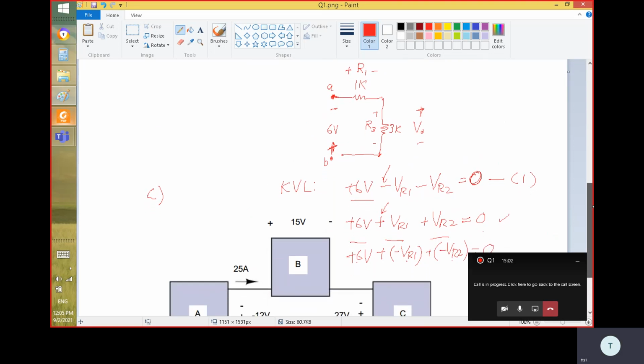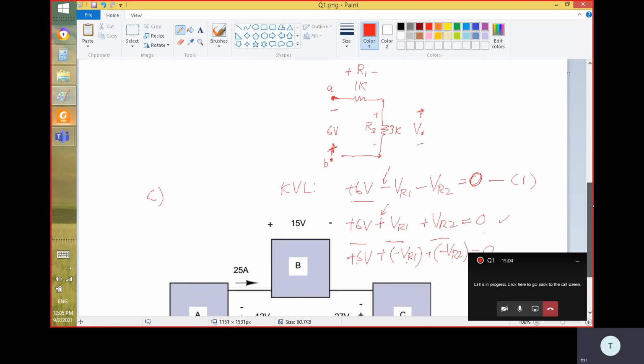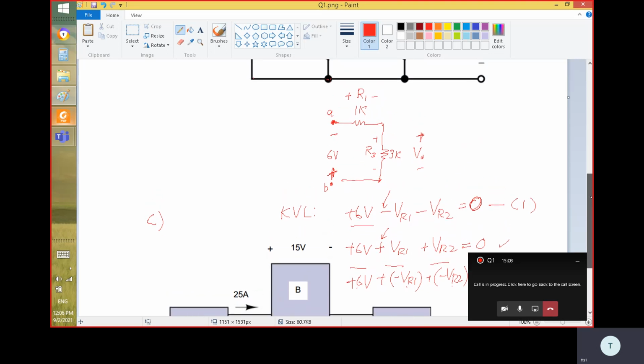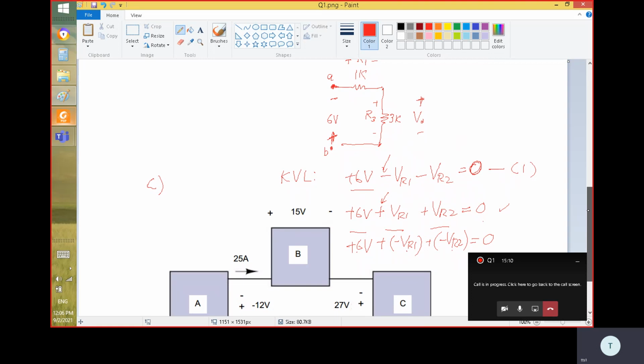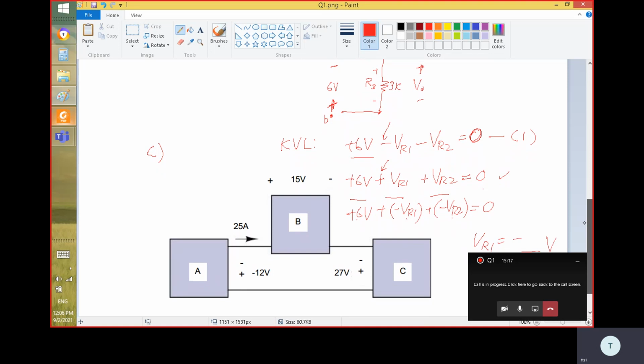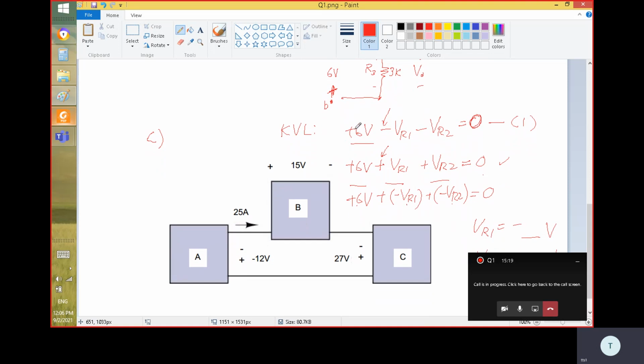There are so many ways you can explain this circuit, okay? There are probably 2 methods you can use. Either you go this way or go the other way, eventually you will get the answer, okay? And the answer must be making sense. When you put in the answer here, it must be making sense, okay?